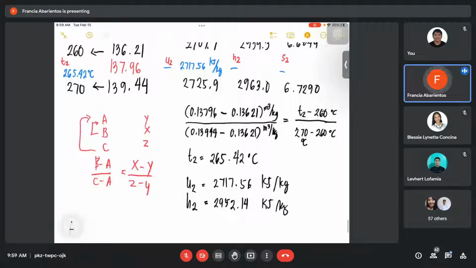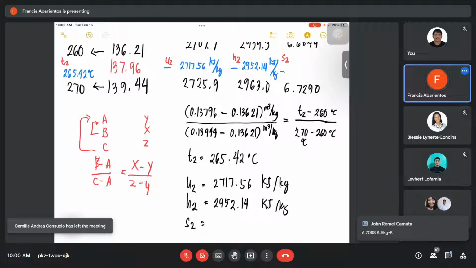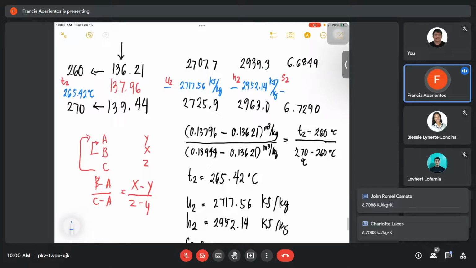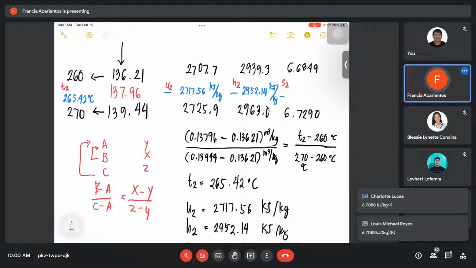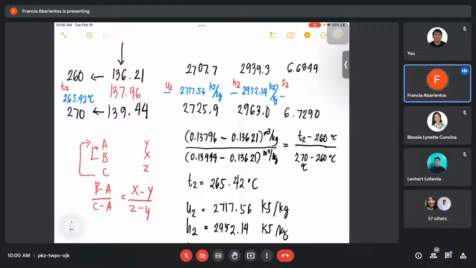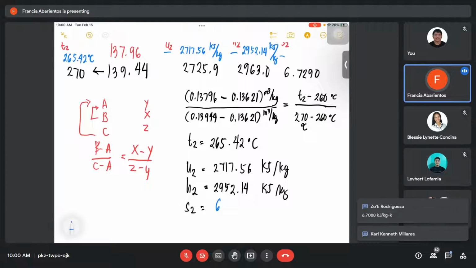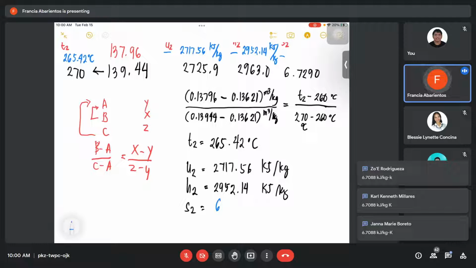And last but not the least, the entropy. Sa entropy class, use the 4 decimal rule. Okay. 2952.14 kilojoule per kilogram. Okay, entropy. Sige, pabilisan. Ayun 6.68, 68,949. Ngayon, best friend nyo si steam table and si calculator nyo. 39. Okay, that is 6.7088 kilojoule per kilogram Kelvin.